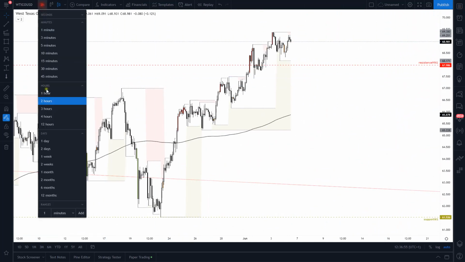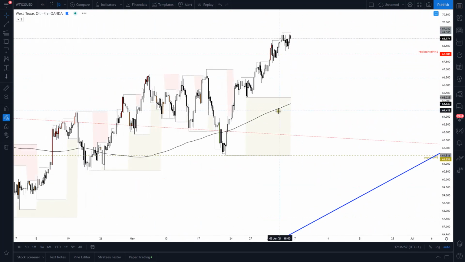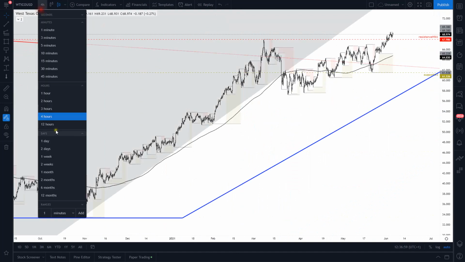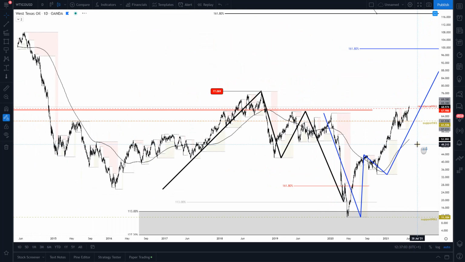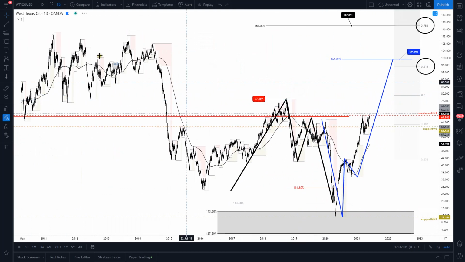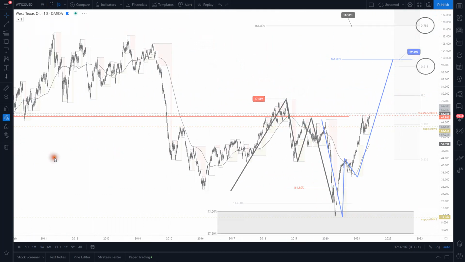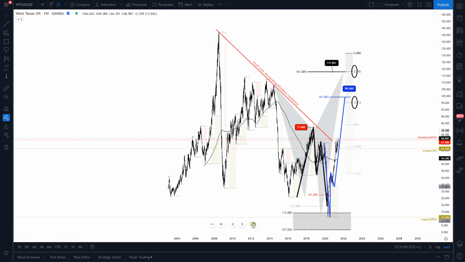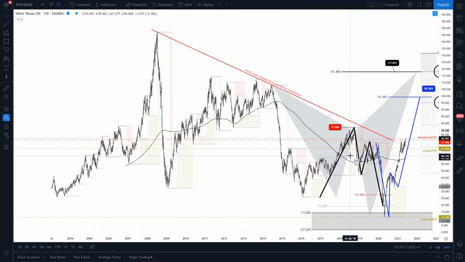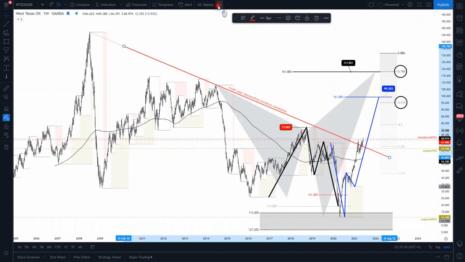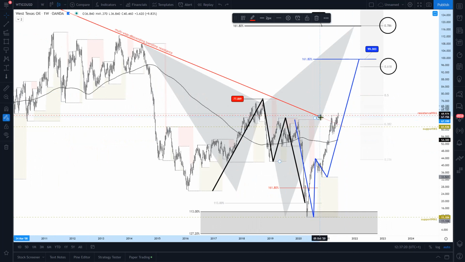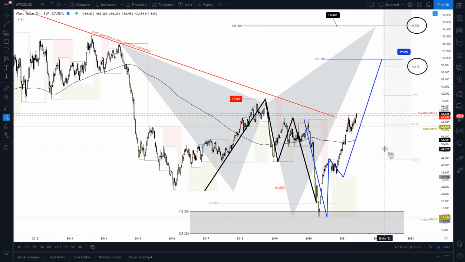WTI. So this is crude oil. Let's go into a 4 hours time frame. Actually, let's go into a higher time frame. Let's go into a daily time frame. And actually, let me change this into a weekly. We have this trend line resistance, as you can see here, this descending trend line resistance. So this is kind of a multi-year trend line, and I have already patterns projected above.